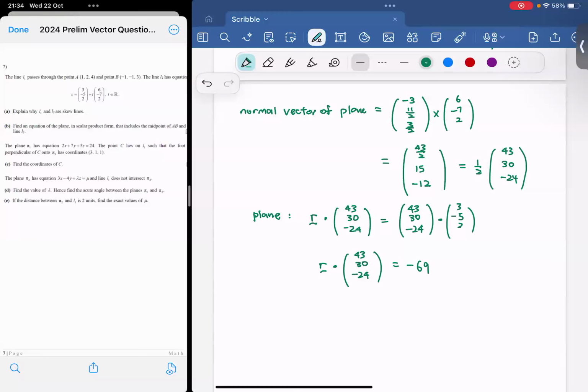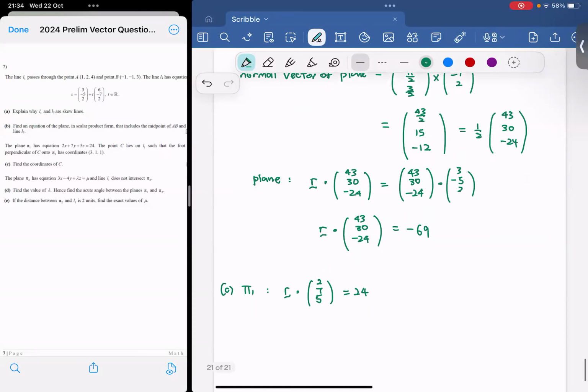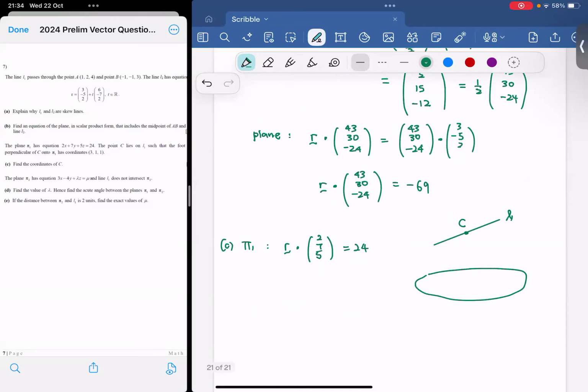Next, the plane 1 has equation. This is part C already. The point C lies on L1 such that the foot of the perpendicular from C. So this is L1. This is your point C. This is your plane. The foot of the perpendicular here has a coordinate of (3, 1, 1). Find the coordinate of C.